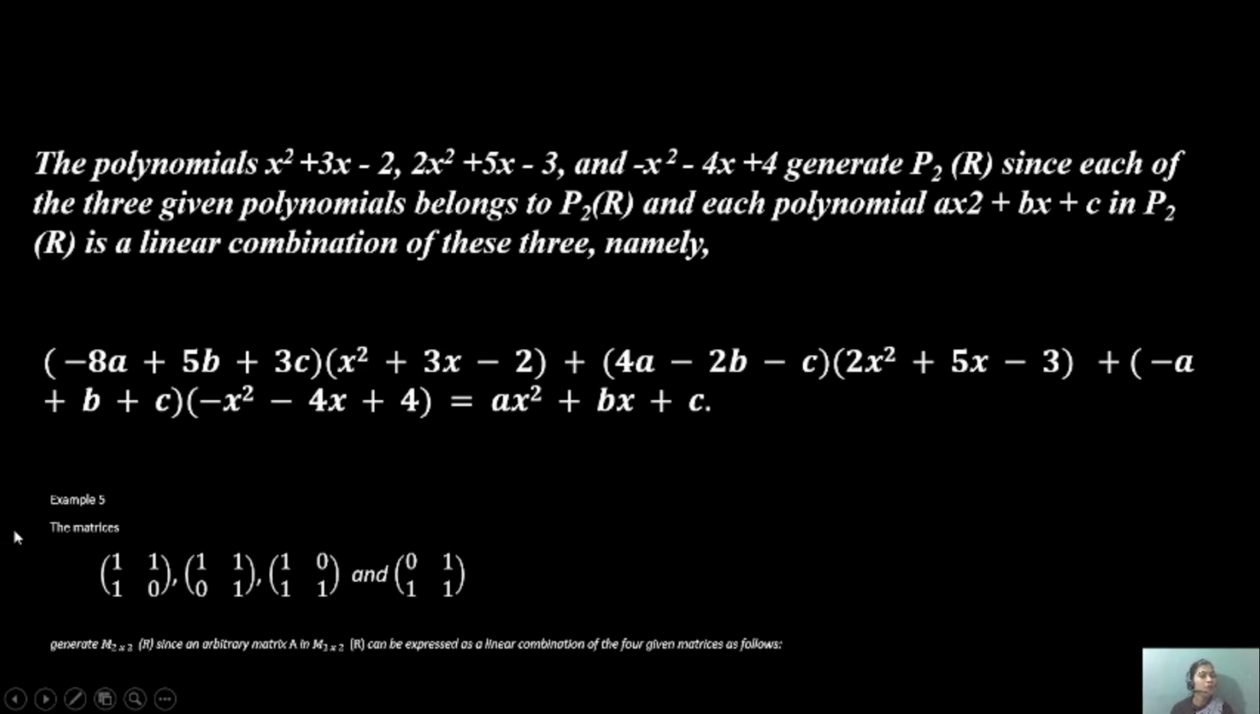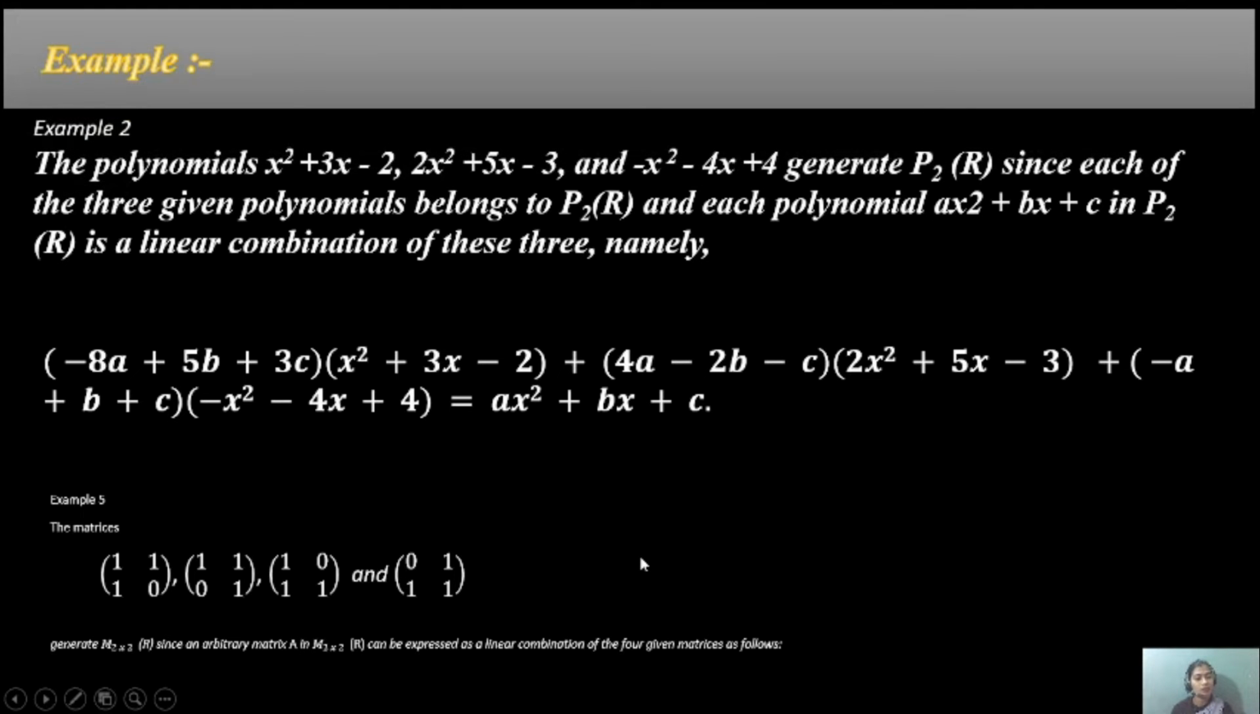Next is an example with matrices. The matrices (1 1; 1 0), (1 1; 0 1), (1 0; 1 1) and (0 1; 1 1) are given as an example. Each has 2 rows and 2 columns. Means an arbitrary matrix in M2x2 can be expressed as a linear combination of these matrices.